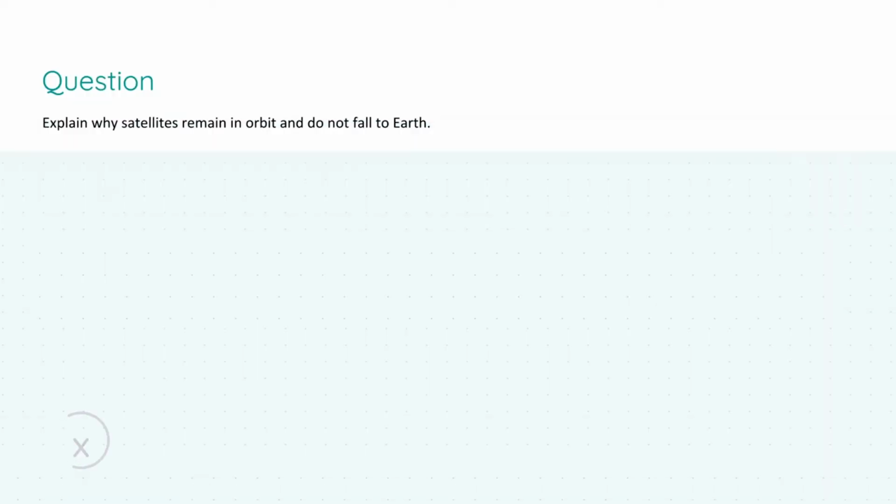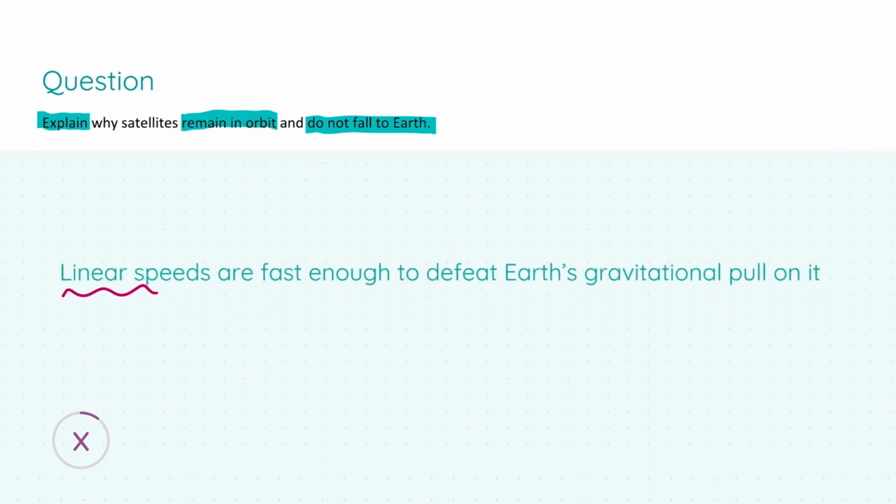In the last part of our question, we're asked to explain why satellites remain in orbit and do not fall into Earth. And the answer is as follows. Linear speeds are fast enough to defeat Earth's gravitational pull on it. This statement will get you 5 marks.